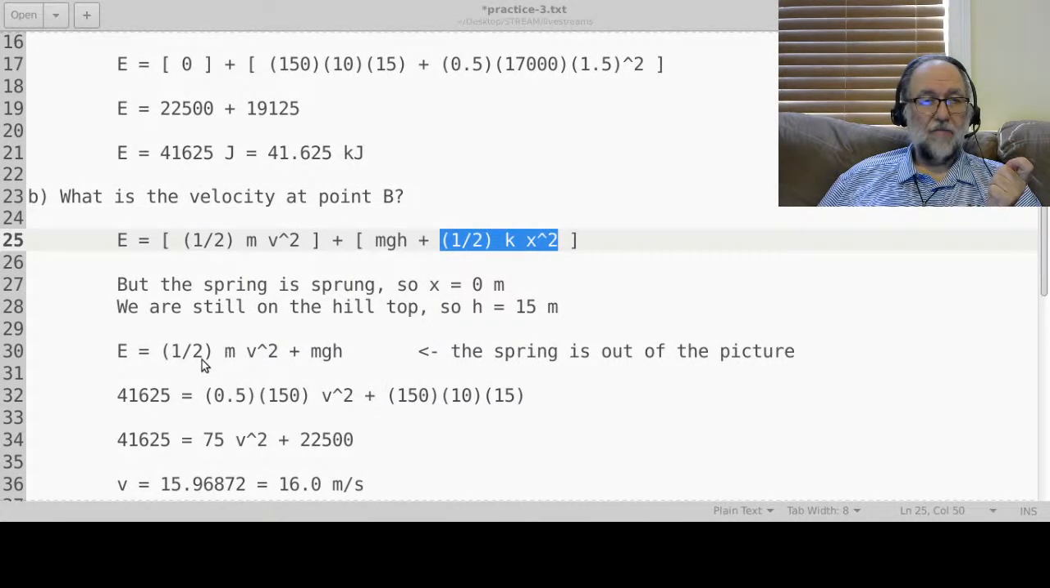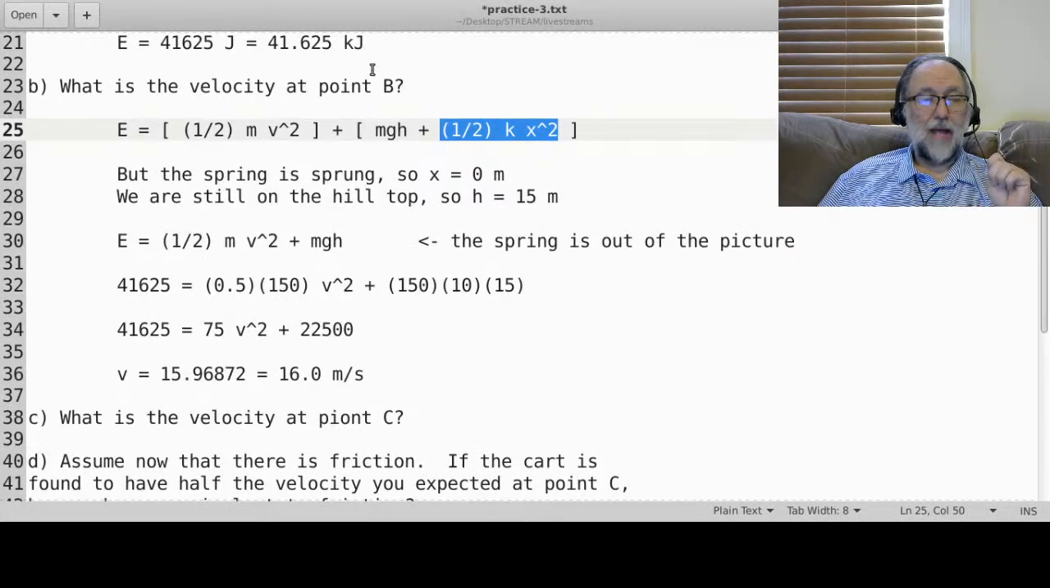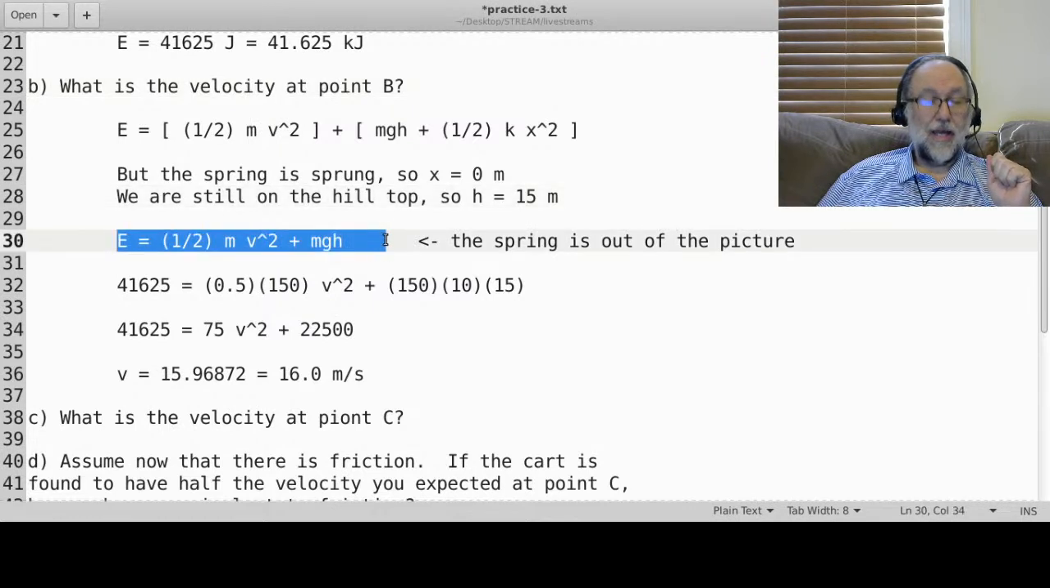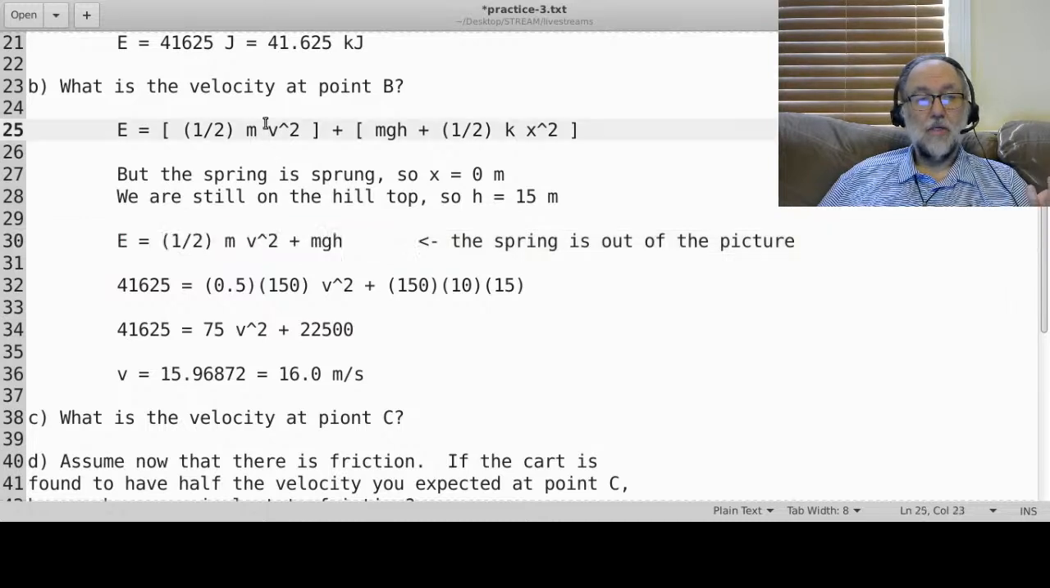And so now you have a kinetic energy, 1/2 mv squared, and you still have a potential energy mgh. All right, and so we were asked to find the velocity, and so when you go to substitute into this, you're going to find that you don't know v, of course, because that's what you're trying to find.